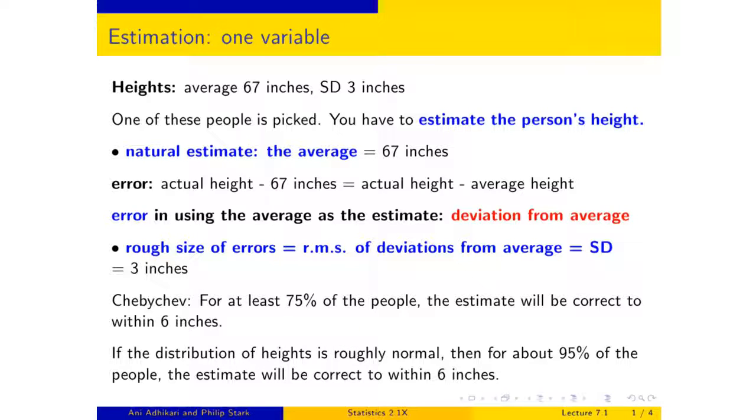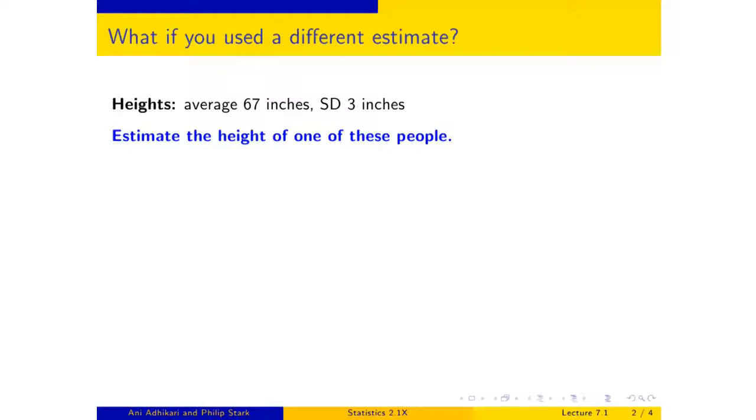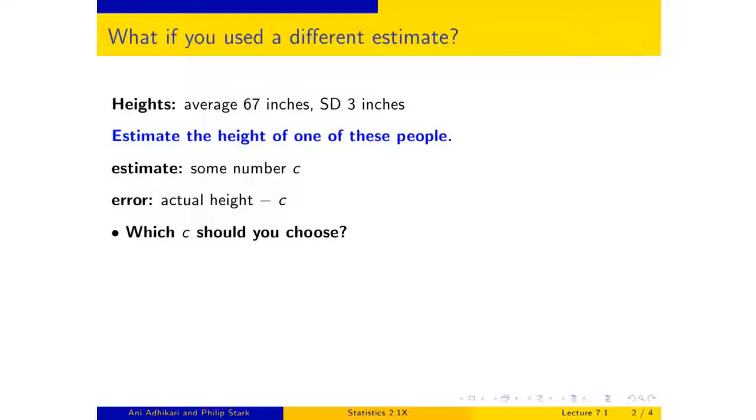But some among you ought to be saying, fine, so I know how to estimate using the average. What if I used some other number? So same problem. You have a distribution of heights, you know the average and the SD, and your job is to estimate, and you decide to estimate by some number, which I'm going to call C for constant. No matter who they pick out, you're not looking at them, so you're going to guess C. Well, you're going to make an error. And your error is going to be that person's actual height minus your estimate, which is C. So how should you choose C? Well, you're going to want to choose C so that you have a small error. And the best C, therefore, is one that makes the smallest error.